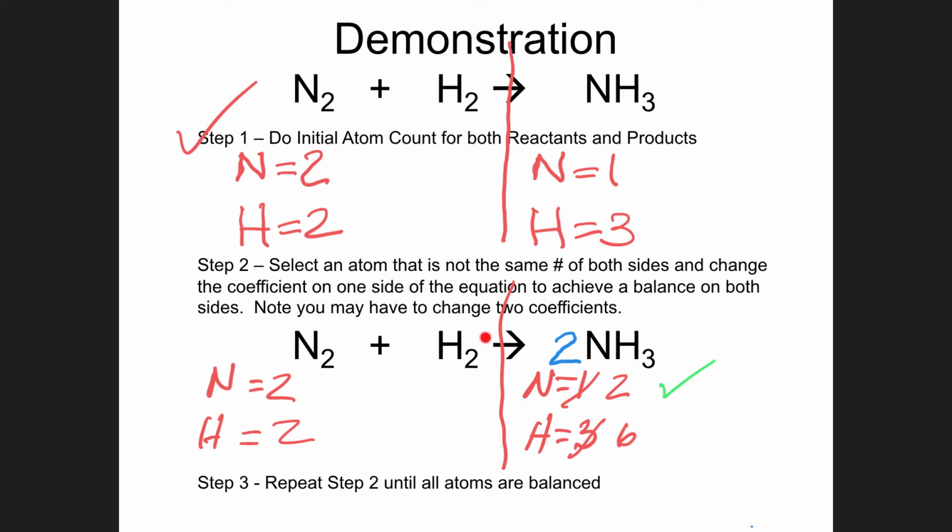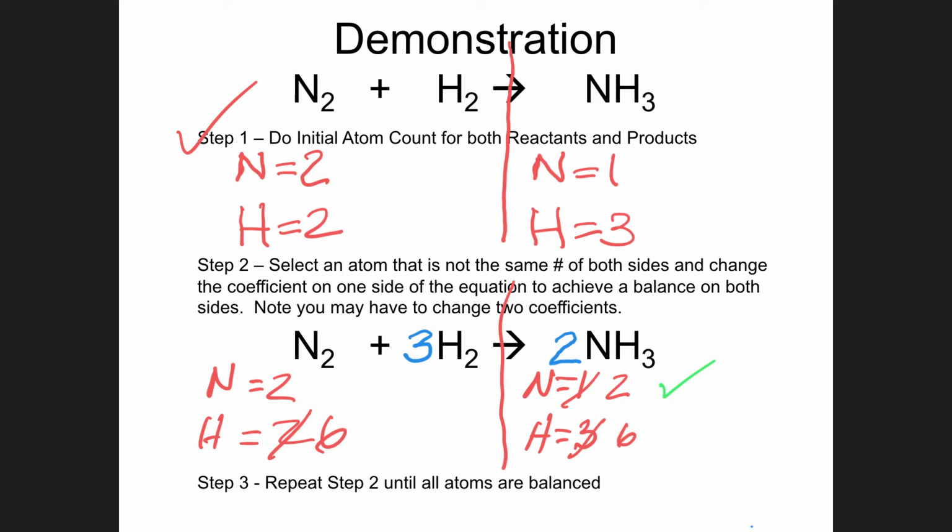And I need 6 of these now instead of 2. So what number can I put here that if I multiply it by 2 will give me 6? And hopefully you can see that that number is 3. All right? And when I do that, it's going to be 3 times 2 H's, or 3 H2's, so that's 6 H's total. So we're going to change this now to 6.